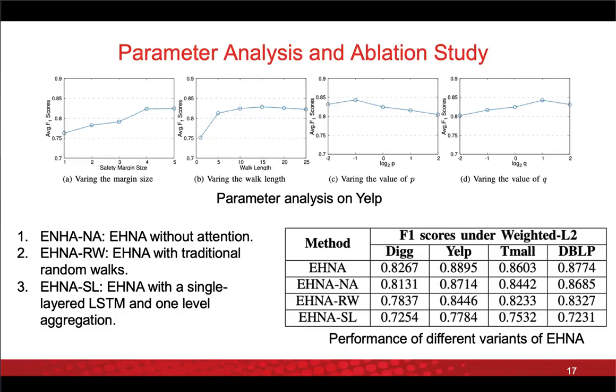We also conduct parameter analysis on the safety margin size, walk length, and 2 parameters P and Q, which control the breadth-first search and depth-first search behavior of random walks. Different choices of these parameters will influence the result notably. Thus, they need to be carefully chosen across different datasets.